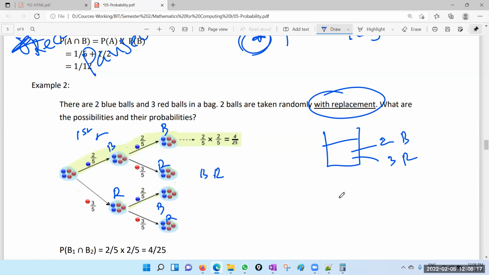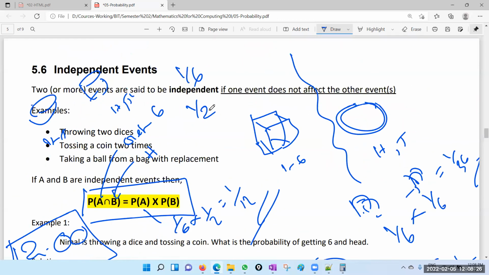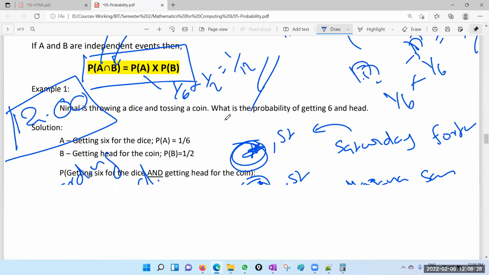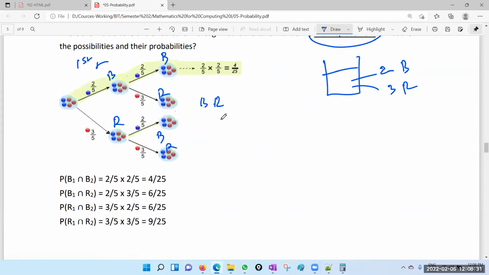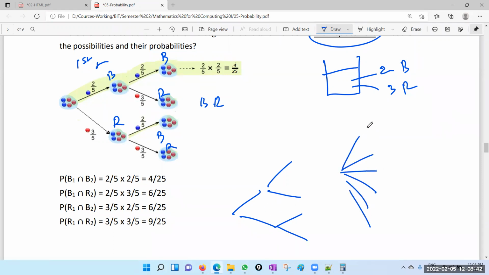So that is independent events. For this one also we can draw something like that. The lottery, this is first number, then second number, third number. Of course, if it is a number, there are 9 possibilities. Again, 9. So likewise, it goes like a very big tree.